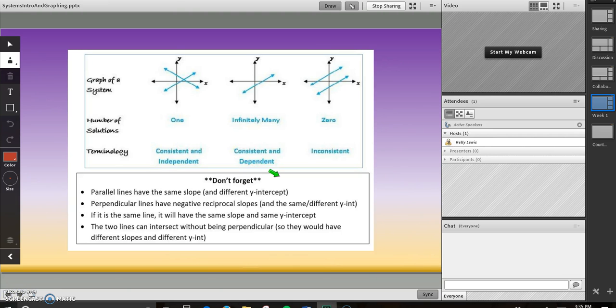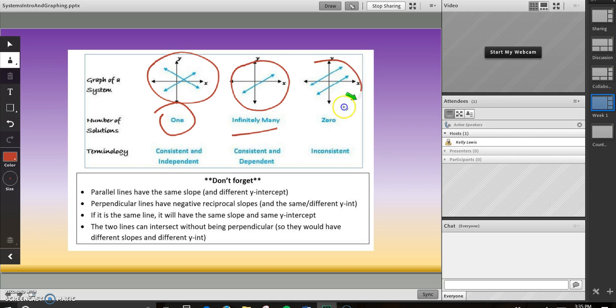All right. Just a friendly reminder, you can have 3 types of solutions: where they intersect and you get an answer, where they're the exact same line and you get infinitely many answers, or they're parallel lines and you get 0 answers. Also remember, parallel lines have the same slopes, different y-intercepts. Perpendicular lines have different slopes, different y-intercepts. If it's the same line, it will have the same slope, same y-intercept.